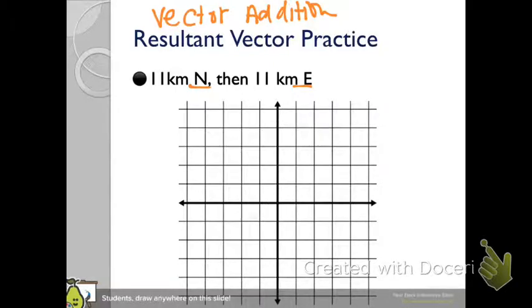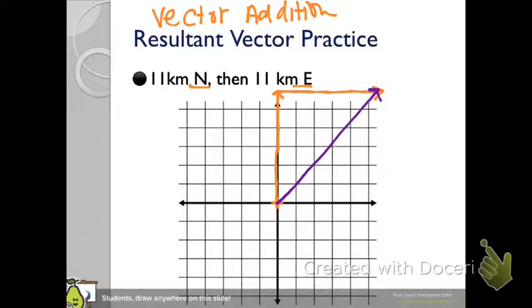So 11 kilometers, here's my origin. I'm going to go 2, 4, 6, 8, 10, 11, a little bit past there. And then on top of that, I'm going to go 2, 4, 6, 8, 10, 11. Does that make sense how I drew that? So my resultant vector goes from where to where? From the origin, good, to the tip of the last vector.